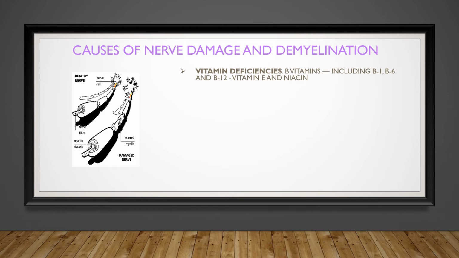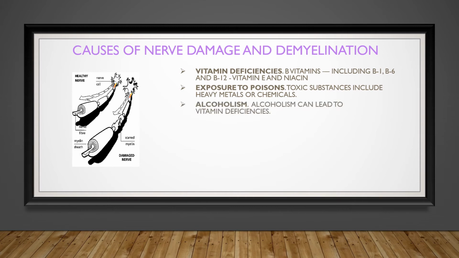There are several causes of nerve damage and demyelinization. Some of those include vitamin deficiencies, including the B vitamins such as B1, B6, B12, also vitamin E and niacin. Other causes include exposure to poisons such as heavy metals like mercury or arsenic or lead or petrochemicals. Overuse of alcohol can also lead to vitamin deficiency, some of which we mentioned above, and create damage to the nerves and demyelinization as well. Autoimmune diseases such as Sjogren's, lupus, rheumatoid arthritis, or even Hashimoto's disease can also create problems with the nerves and lead to symptoms of neuropathy.